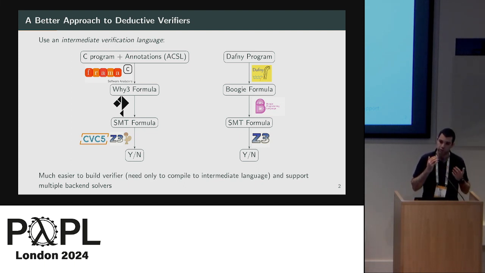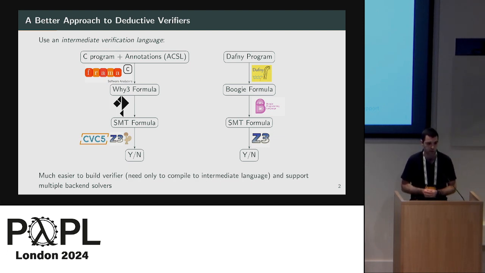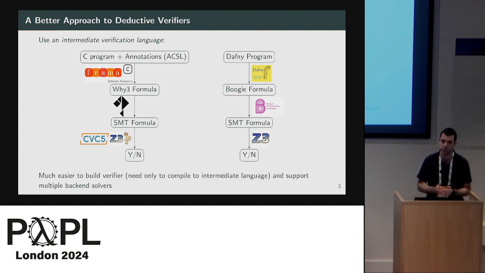And so for the person who's writing a deductive verifier, they only have to compile their source level program logic to this intermediate logic. And if the intermediate logic is nice and expressive, as we'll see Why3's is, then there might not be such a big gap between these two logics, and the task will be significantly simpler.